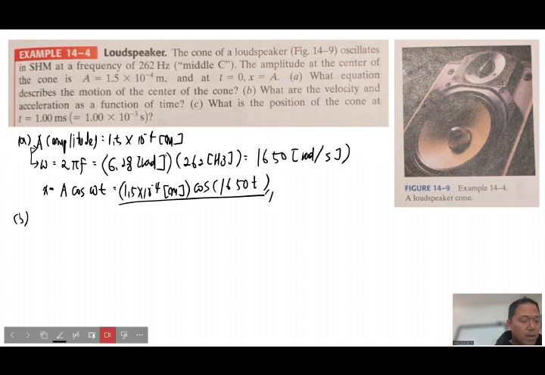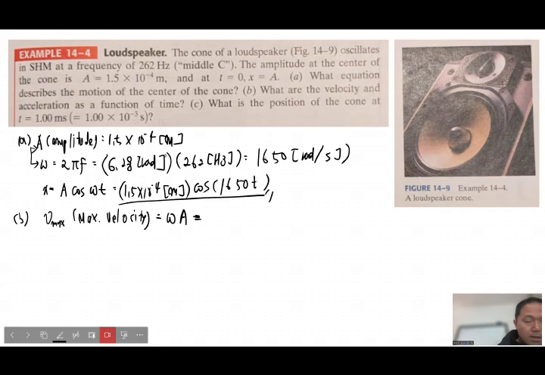Now we want to estimate the velocity. We have to estimate the velocity and acceleration as a function of time. I already explained how to derive the formula of velocity and acceleration from the displacement of simple harmonic oscillator. So the maximum velocity equals omega A. That is the formula I derived last session.